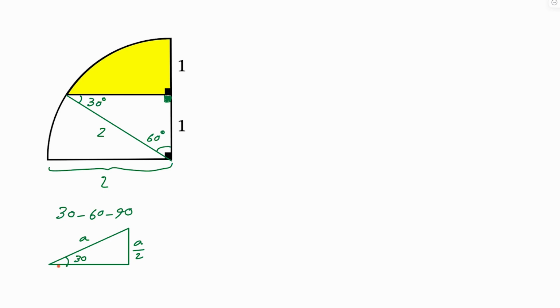In this triangle, the length of this side is the square root of 3 divided by 2 times a. So if we want to find the value of this length, and I call it b, b is equal to the square root of 3 divided by 2 times a, and a is 2. So we'll have the square root of 3. So we can write the square root of 3 here.